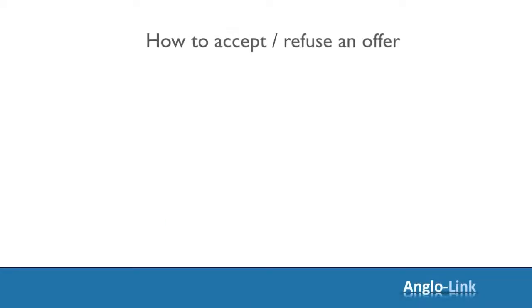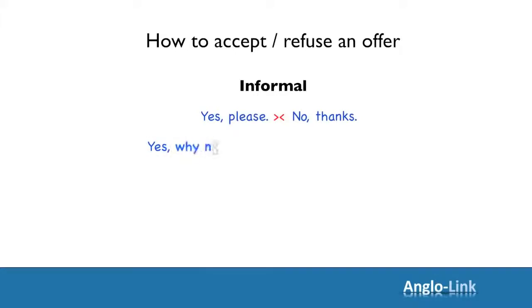Let's have a look at how you would accept or refuse an offer. In an informal situation, someone has said, do you want a cup of tea? You can simply say, yes please, to accept, or no thanks, to refuse. Another possibility is, yes, why not? Or to refuse, you can just say, no, not at the moment, thanks.